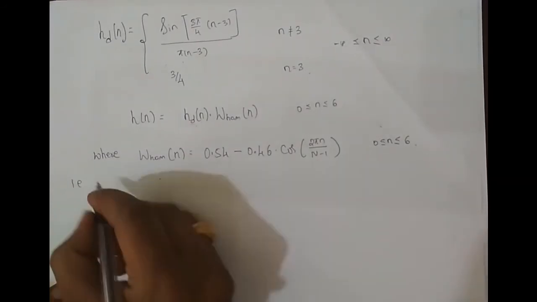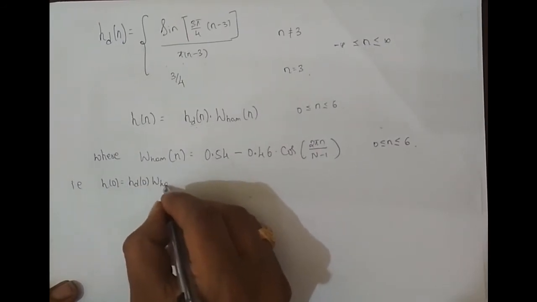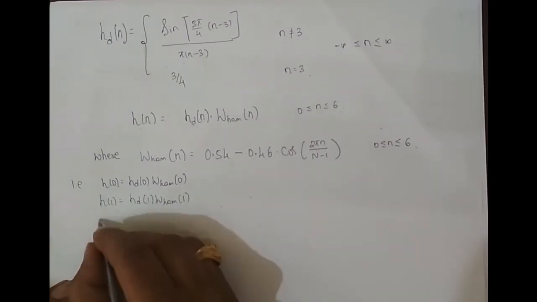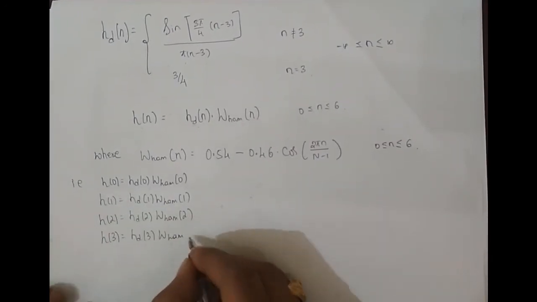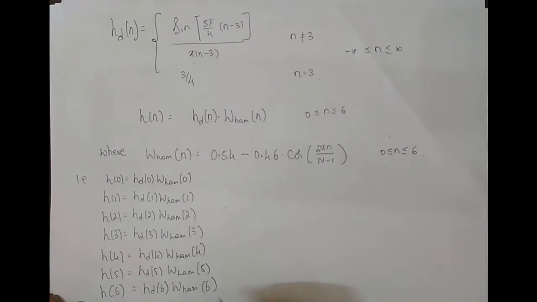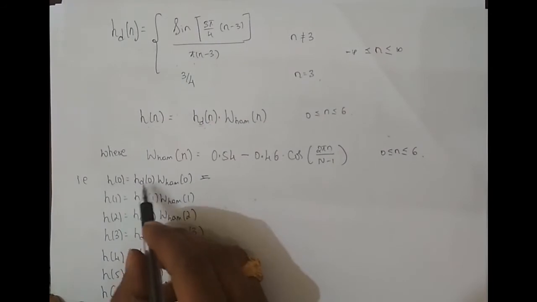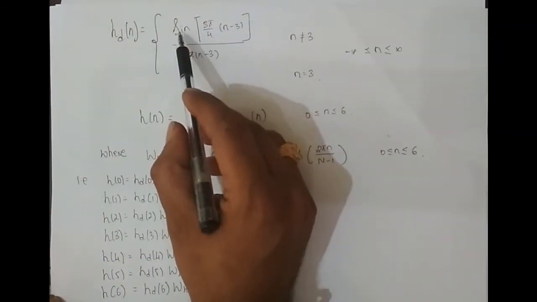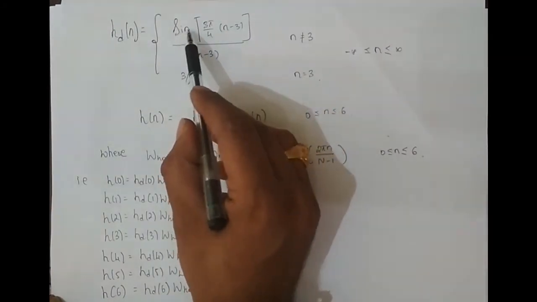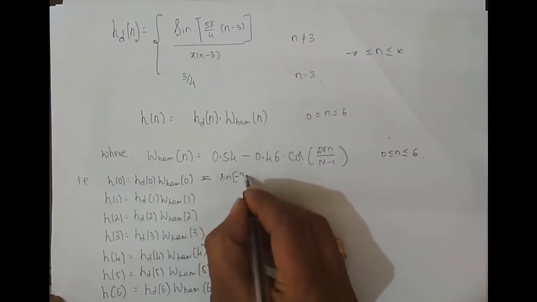Okay, so that is, h of 0 is equal to what? hd of 0 into w Hamming of 0, h of 1 is equal to h. This is equal to hd of 0. So sine of 3 pi by 4. This is n is 0. When n is equal to 0, it is sine of minus 9 pi by 4, right? So it is sine of minus 9 pi by 4.